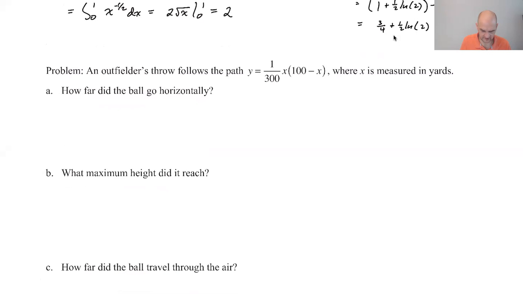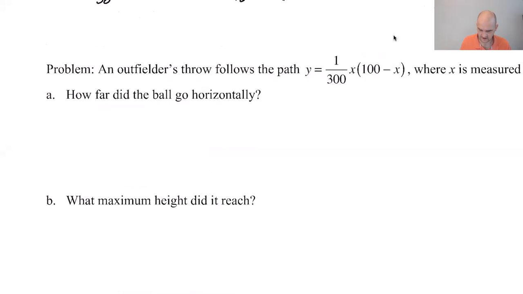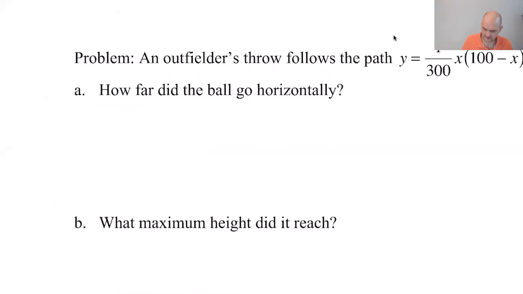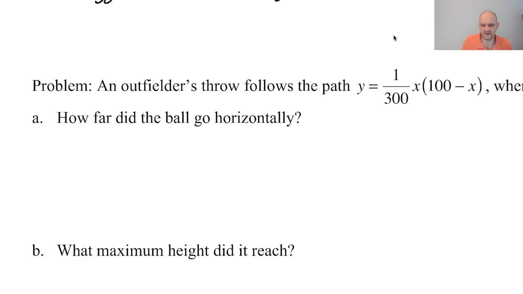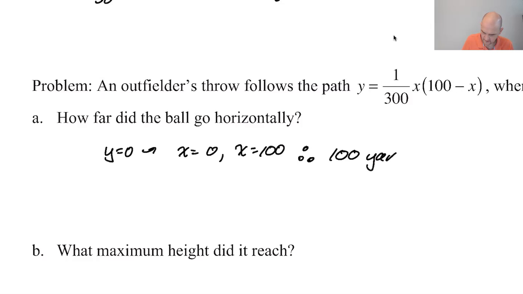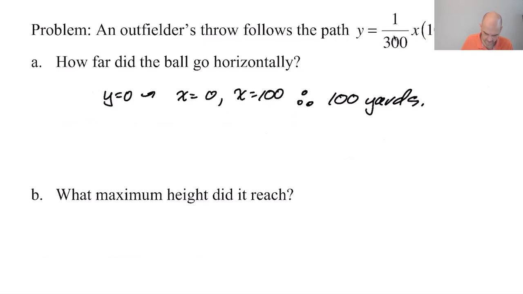An outfielder's throw follows the path y equals 1 over 300 x quantity 100 minus x, where x is measured in yards. How far did the ball go horizontally? That's just the distance between the intercepts, right? I find this problem to be poorly written. I probably took it right out of a textbook. If y equals 0, we get x equals 0, x equals 100, therefore 100 yards. I don't think there's anything more to it than that.